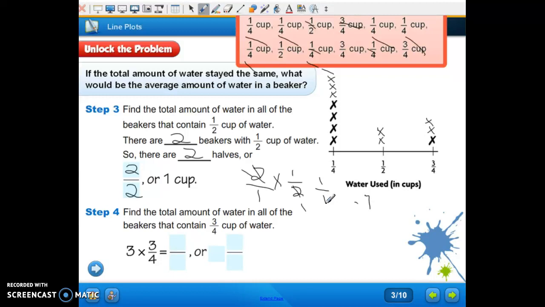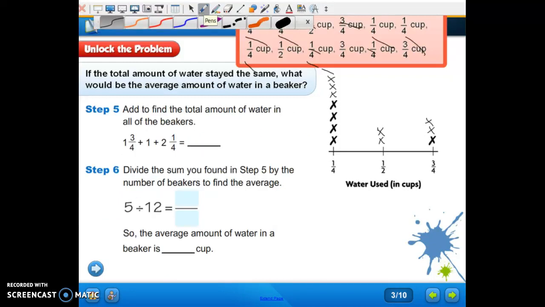Let's find the total amount of water in all the beakers that contain 3/4. So we have 3 X's times 3/4. What is 3 times 3? Over our 4th. How many 4s in 9? 2. What would we have left over? 1/4. So 2 and 1/4.